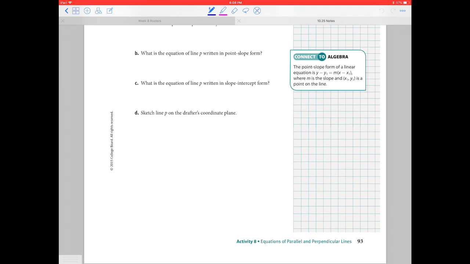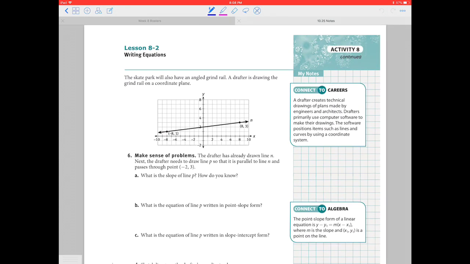We're on page 93 now. When we look at this, we are drafting an angled grind rail, right? So that means the skateboard is going down the rail, someone's standing on the skateboard, having a blast, grinding on this, maybe making some sparks coming out of here. I don't know what they do, but that's what the grind rail is for.